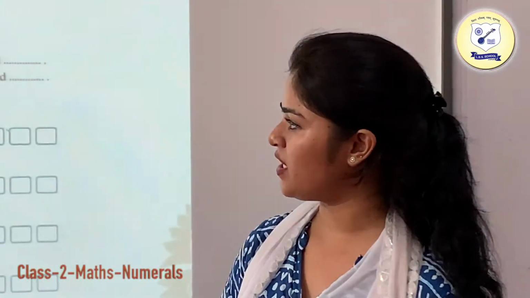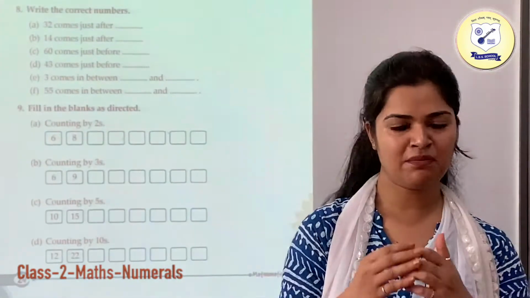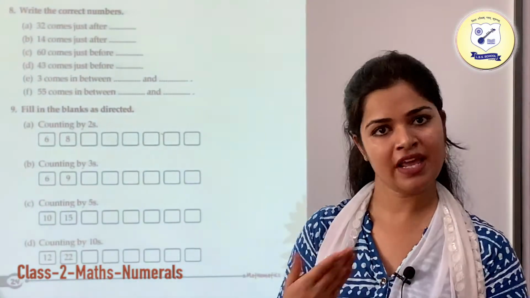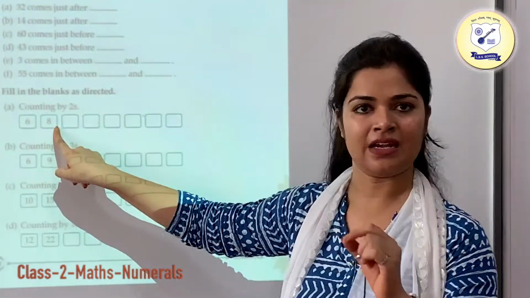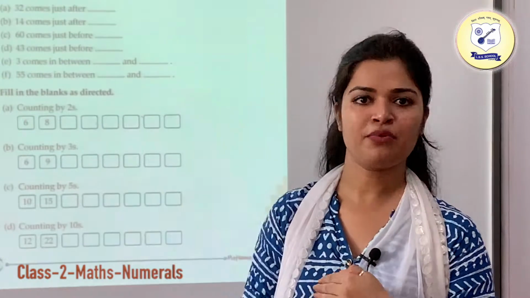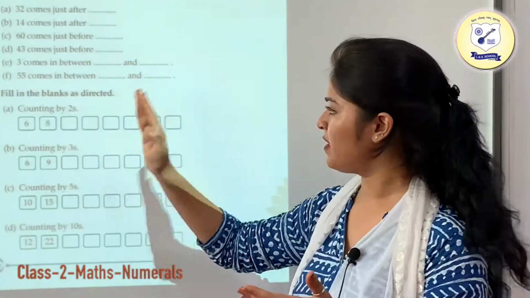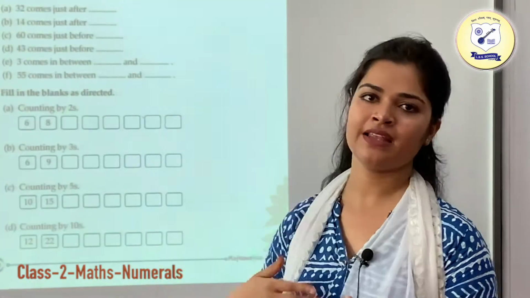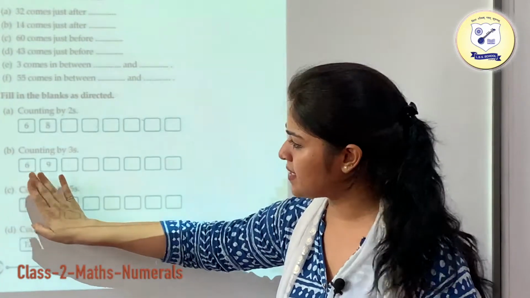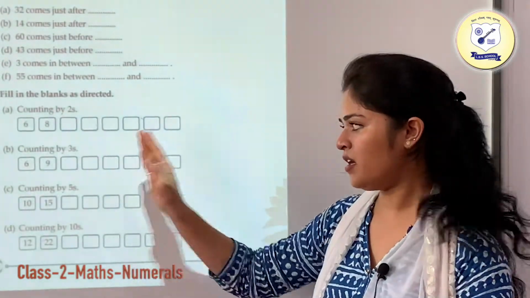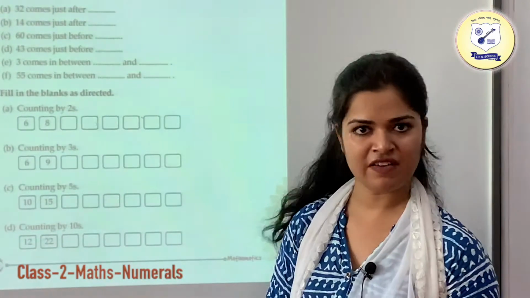So now the next question is filling the blanks as directed. What you need to do is just counting by twos. That means we need to jump 2 on every step, like we are having 6 and you need to jump 2 numbers ahead. So you are going to get 8. Similarly, if you jump 2 steps again, you are going to get 10. Similarly, after jumping 2, 12, then 14, then 16, then 18 and then 20. Similarly, in this question we are going to jump 3 numbers like 6, after that 9, after that 12 and so on. For this we need to jump 10 steps and for this we need to jump 5 steps.